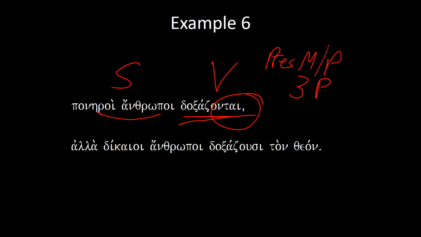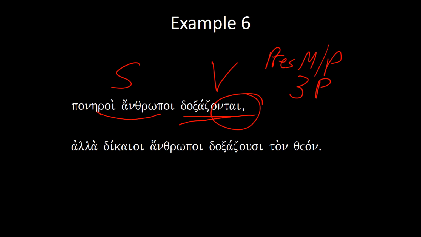Let's take a look at the subject. Poneroi anthropoi. Poneroi is an adjective. It means evil. Anthropoi is a noun. It means men. These are nominative, masculine, plural. Evil men. So now let's put it together. Evil men, if it's middle, the verb means glorify. So evil men glorify themselves.